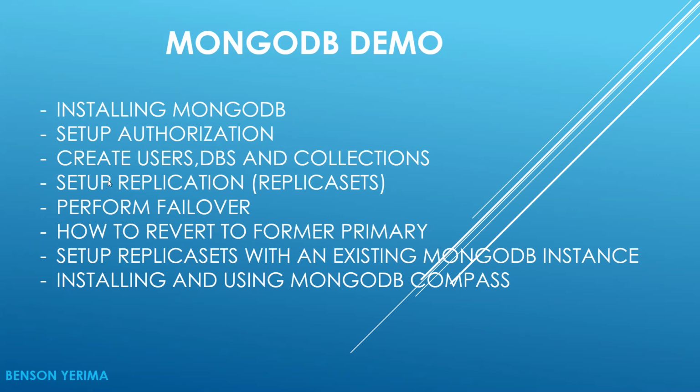So we'll set up replication. Basically, we're going to be doing a replica set, and they will perform failover, and then we'll see how we can revert back to a former primary instance. And then we're going to set up a replica set with an existing MongoDB instance.